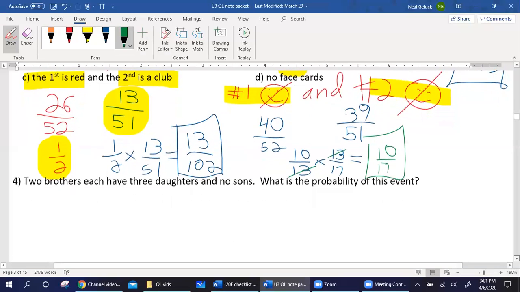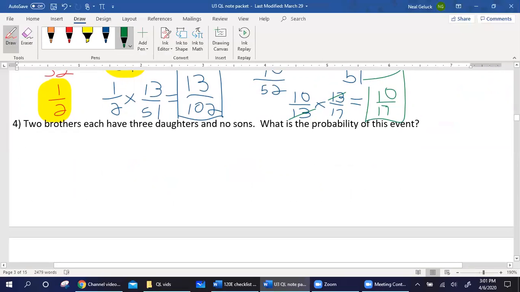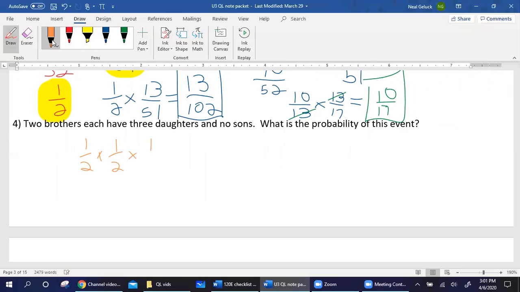On number 4, 2 brothers each have 3 daughters and no sons. What's the probability of this event? Well, this is going to have several multiplications in it. Well, for the first brother, the first one being a daughter had a 1 out of 2 chance. The second one being a daughter, 1 out of 2 chance. The third one being a daughter, a 1 out of 2 chance. So that covers the first brother. And the second brother had a 1 out of 2 chance of a girl, a 1 out of 2 chance for a girl, a 1 out of 2 chance for a girl.